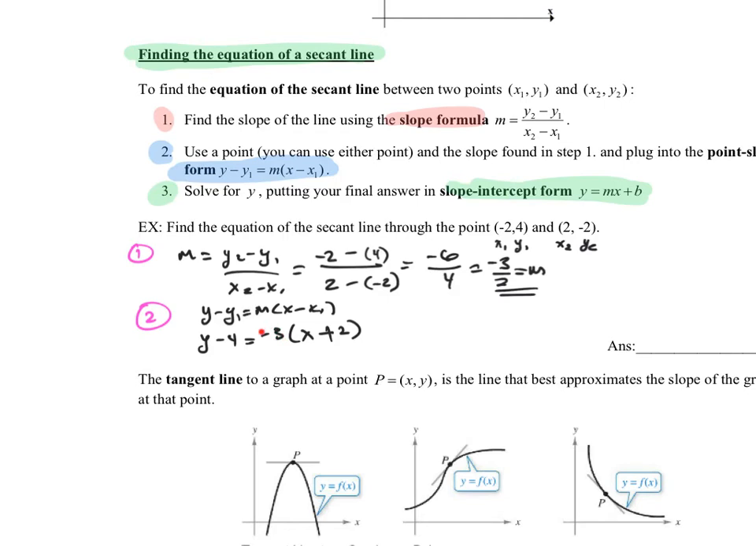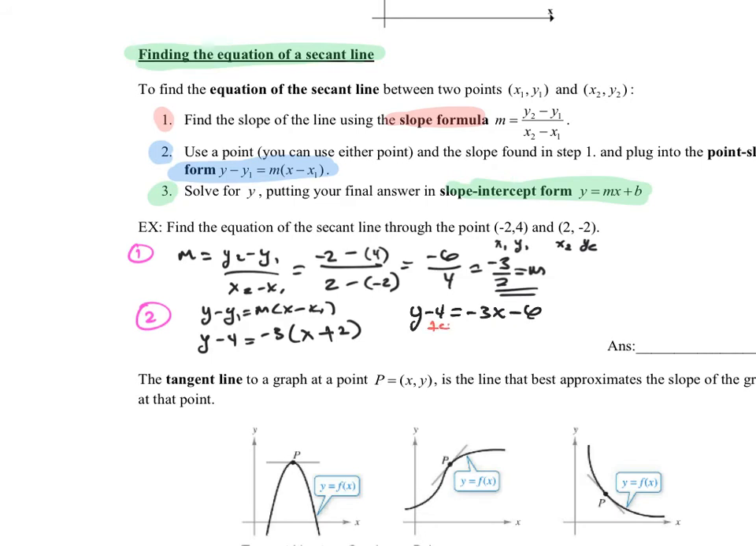Now what do I need to do? I need to do some math and solve for y. This is the third step. So I'm going to multiply negative 3/2 times both of those terms. I'm going to do it over here so I have a little bit more room. So I'd have y minus 4 equals, and then as I distribute that negative 3/2 through, negative 3/2 times x is negative 3/2 x, and negative 3/2 times 2 would be a negative 3.